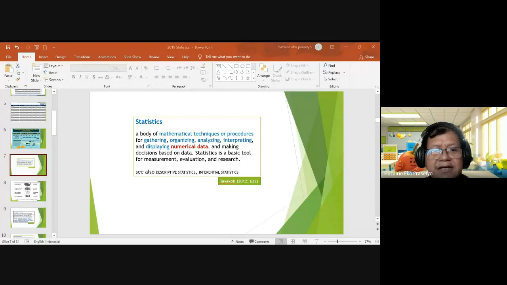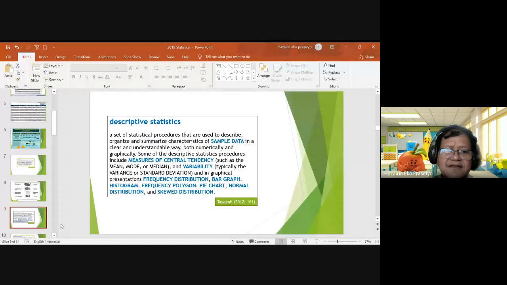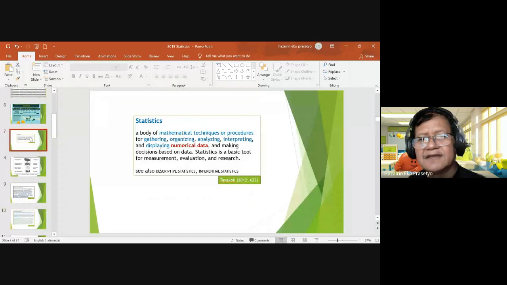Analyzing means comparing. In statistics, the analysis can be done in two ways, okay? One way is descriptive analysis. The second way is inferential. So you have descriptive statistics, and you have inferential statistics. This is in analyzing your data. So data analysis can be done descriptively.